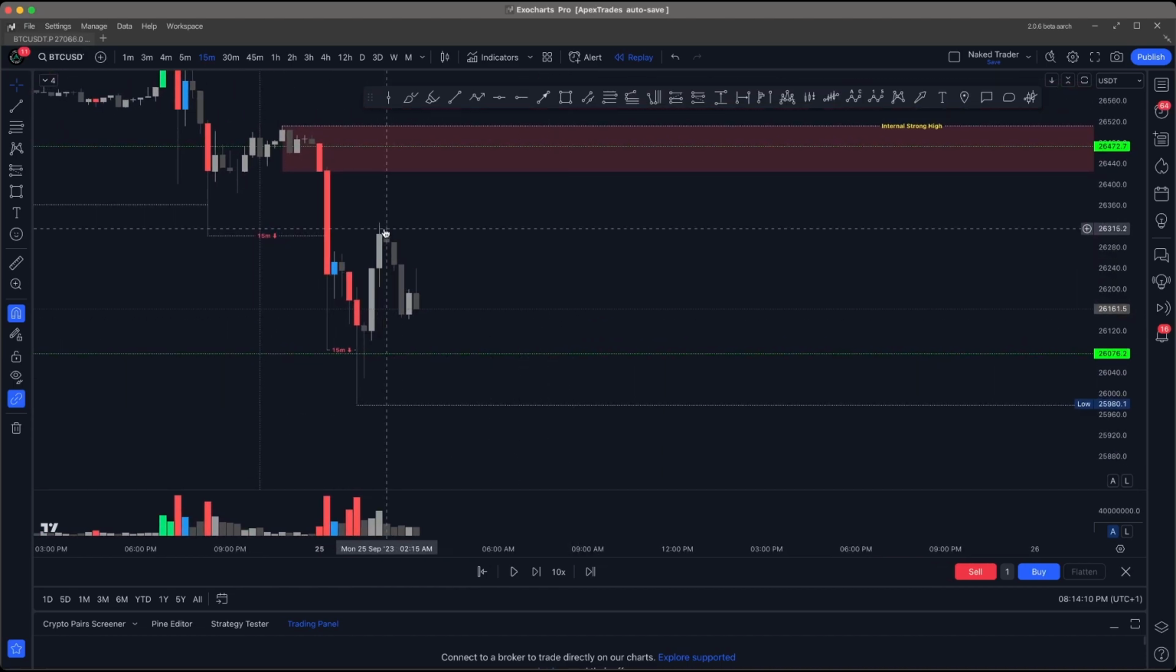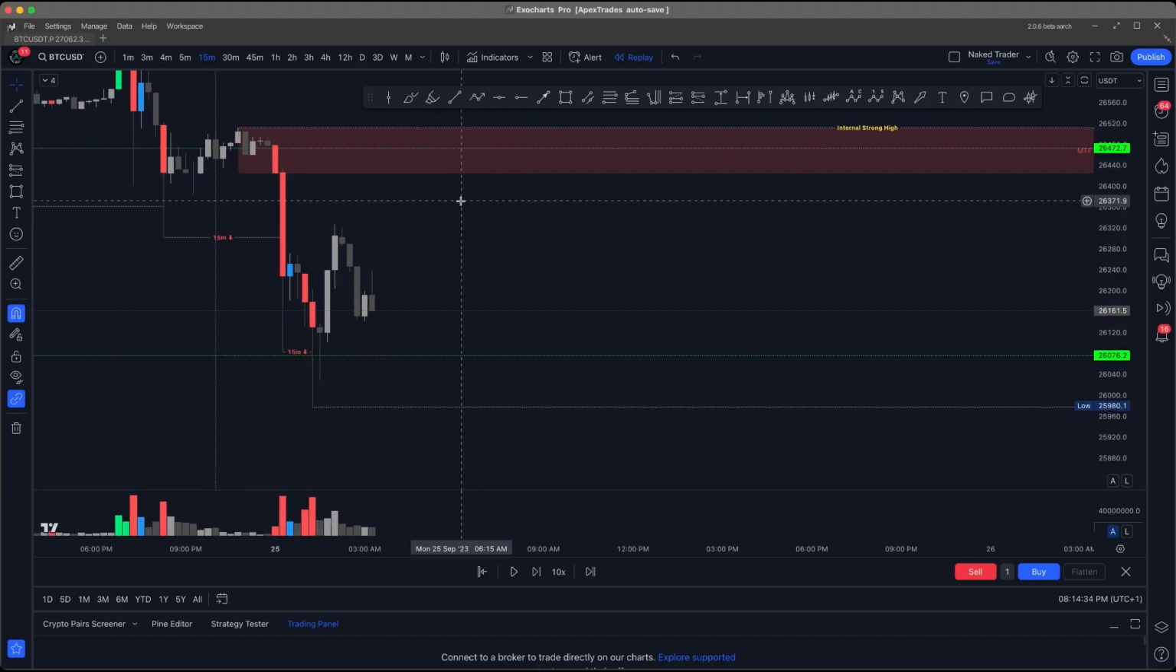So yes, we have a supply zone here, but the break here did not give me a valid supply zone because we don't have any imbalance here, right? There's no imbalance between any of these candles. And so for me, that's not a valid zone that I would entertain as a supply zone. So I'm going to stick and maintain with the original one, right? Just going to hit play.